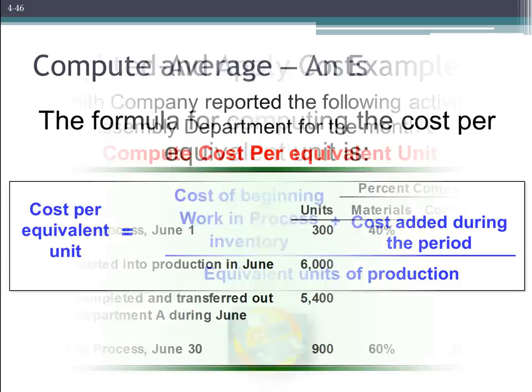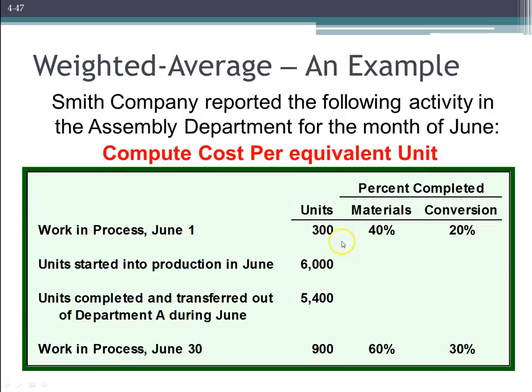Let me show you what I mean. Remember that in our last example, this was just units. We don't have any cost information, right? In the beginning work in process, we had 300 units that were partially completed. We added 6,000. We completed 5,400, and we're left with 900, right? These will, of course, be equal to the sum of these.